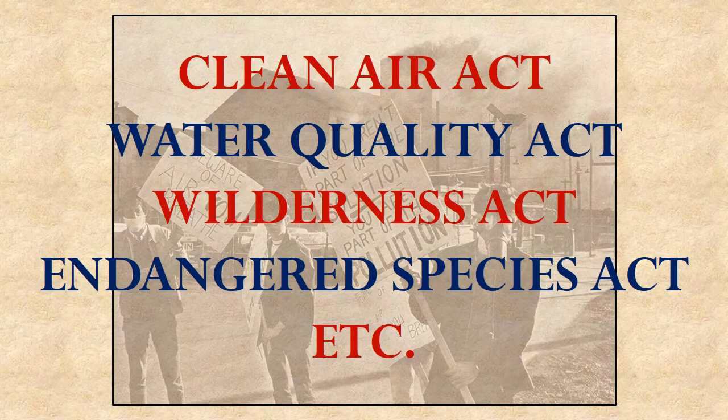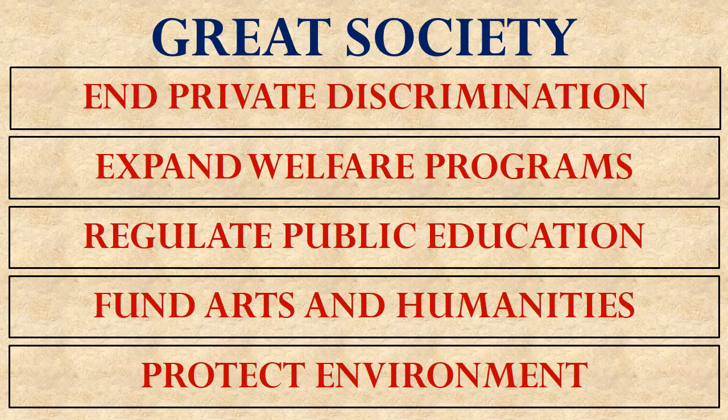The fifth element of his program that we want to highlight here dealt with environmental quality. A whole series of laws were passed while he was president, dealing with things like the Clean Water Act and the Clean Air Act, the Water Quality Act, the Wilderness Act, the Endangered Species Act, et cetera, et cetera, et cetera. There were a whole bunch of environmental laws that were passed while he was president. So he wanted to use the power of the national government to protect the environment.